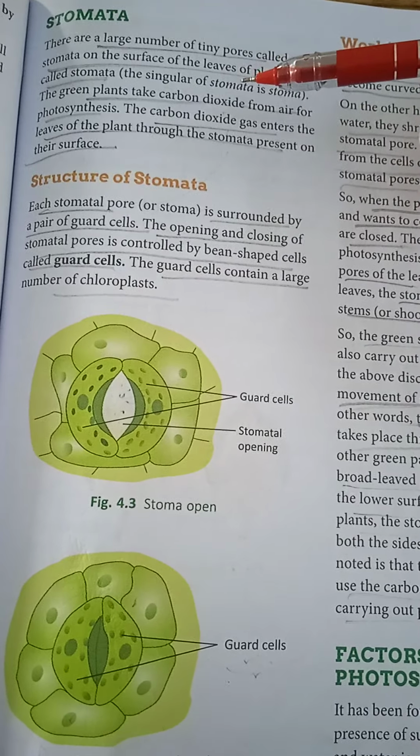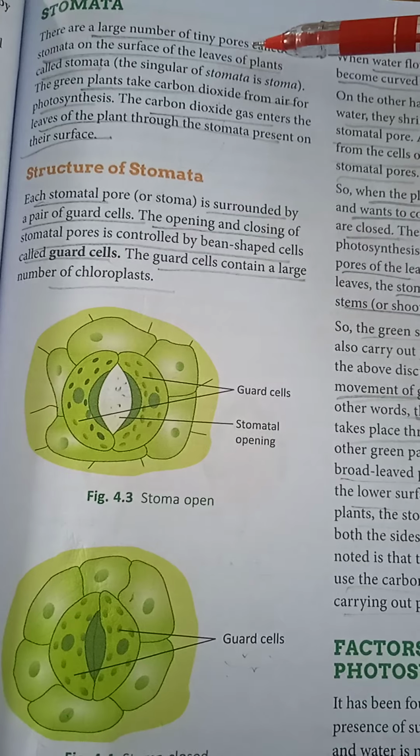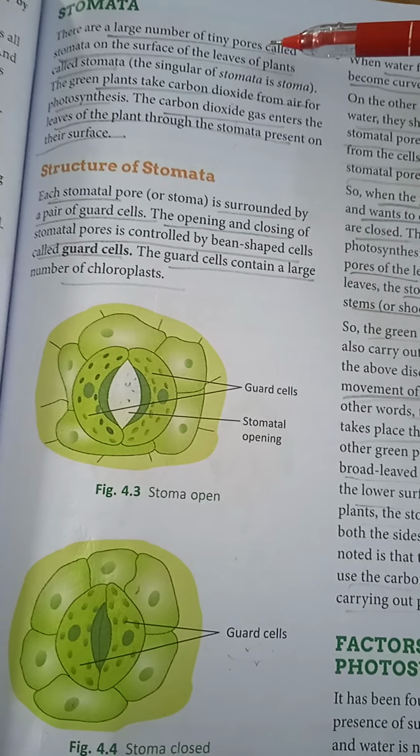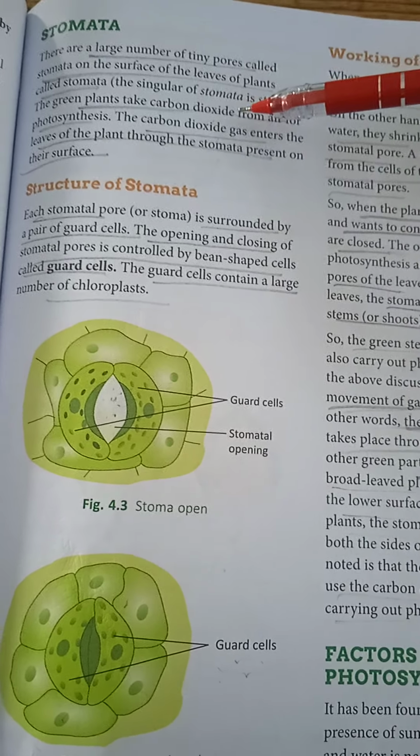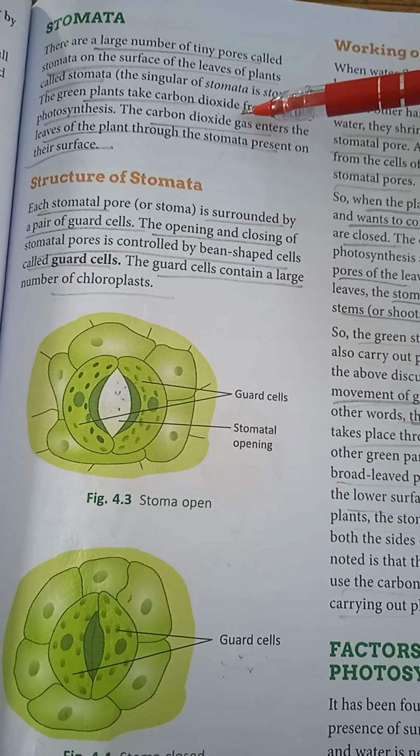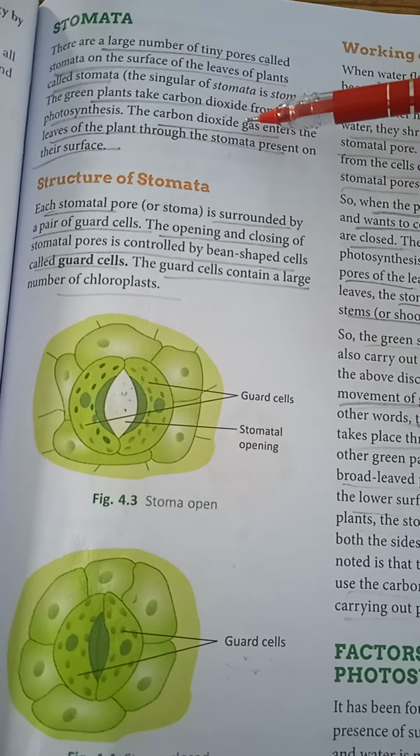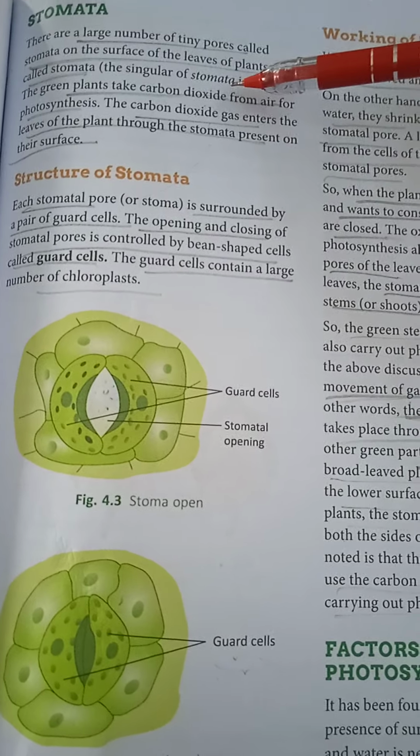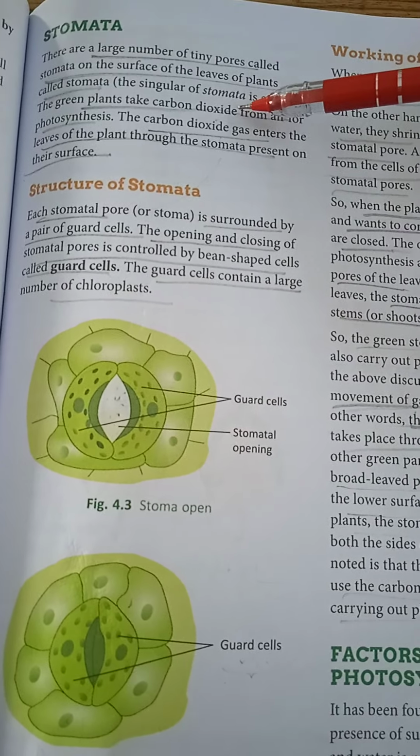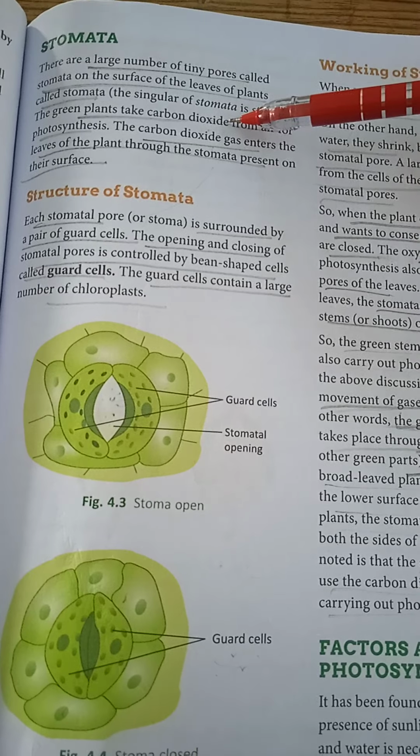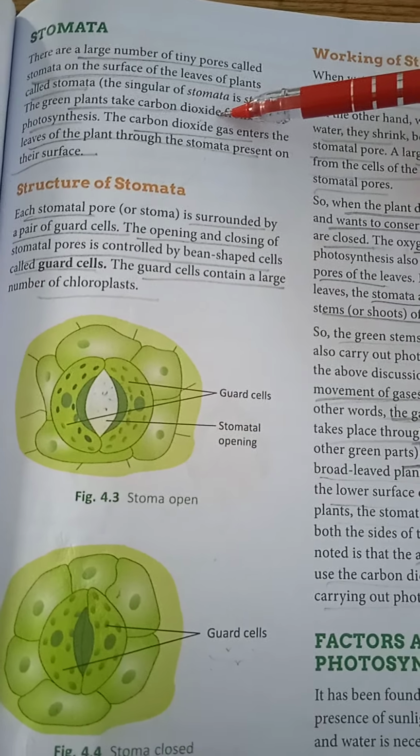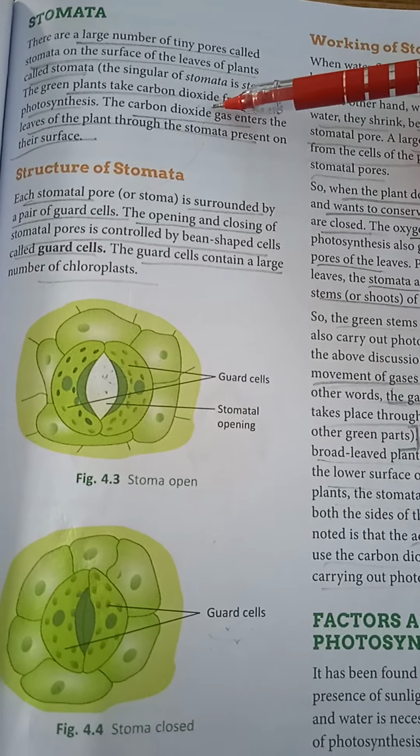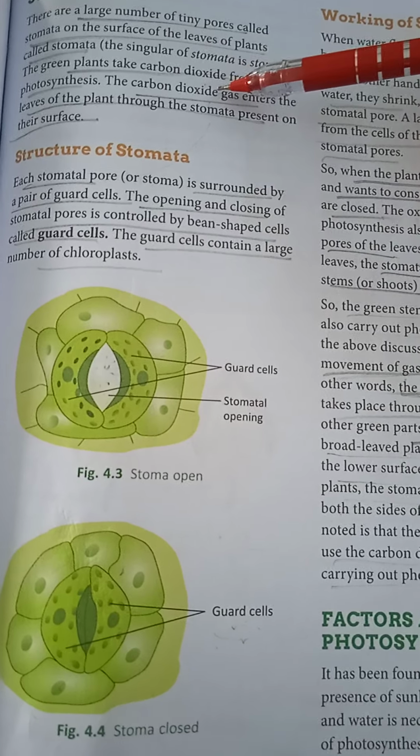As all of you know, the stomata are the tiny pores present on the surface of the leaf, but we are not able to see these pores with the naked eye. With the help of a microscope we can see them, and through these tiny pores the exchange of gases happens. The plant is taking in carbon dioxide and releasing oxygen. So the exchange of gases is happening through these stomatal pores.